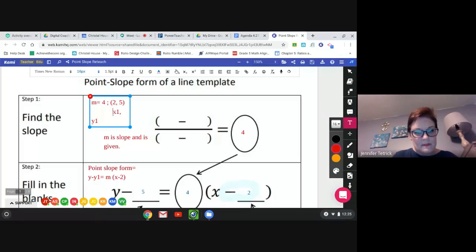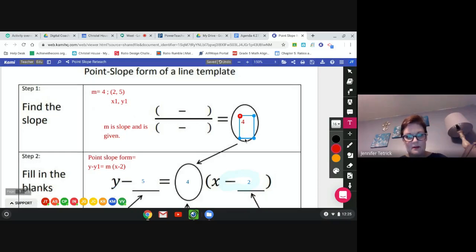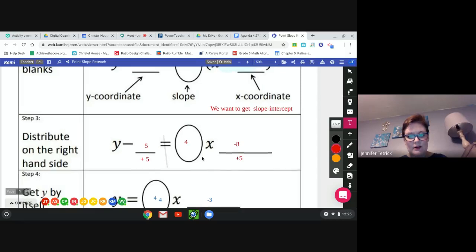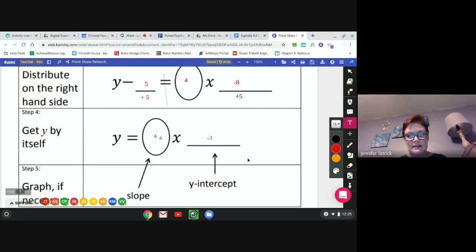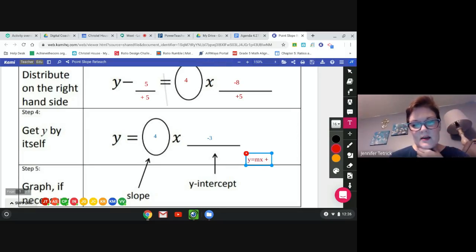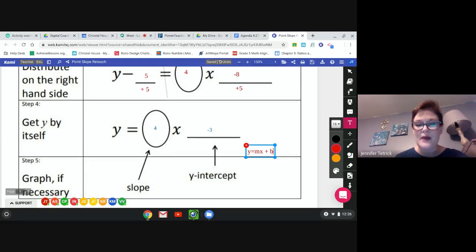So basically, we didn't have to do slope because it was given. But we had to use point slope form because we had to find what letter. What letter is this in our slope intercept? What letter did point slope form give us? B. Thank you. Okay, so it gave us our y-intercept. It gave us our beginning. And so that would help us graph, okay?